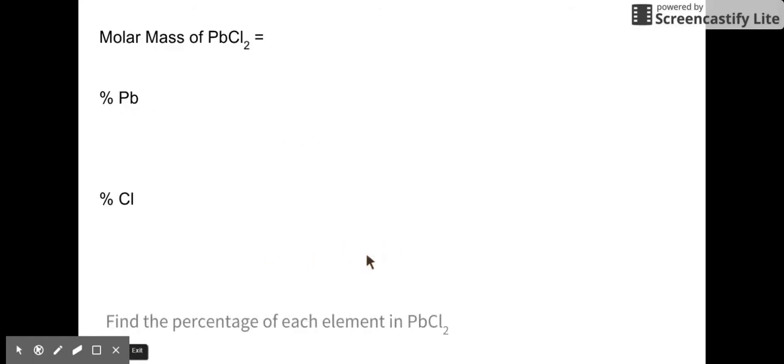But let's go ahead and do a practice problem here. It says to find the percentage of each element in lead 2 chloride. To do that, first we're going to find the molar mass of lead 2 chloride. We've talked about how to find molar masses of compounds. You just go on the periodic table and add the individual masses of each element. So I have 1 lead and 2 chlorines. I add those together from the periodic table and get a total mass of the compound of 278.1 grams per mole. This is the mass of the entire compound.